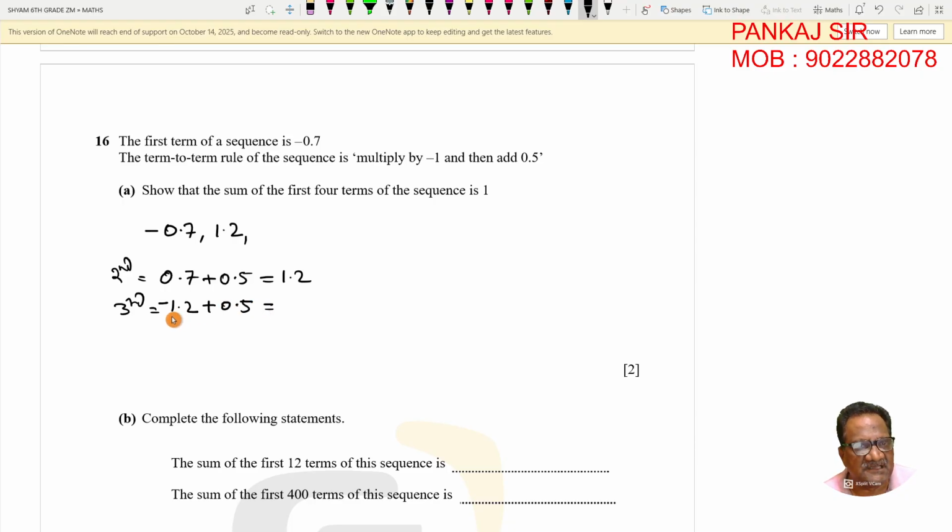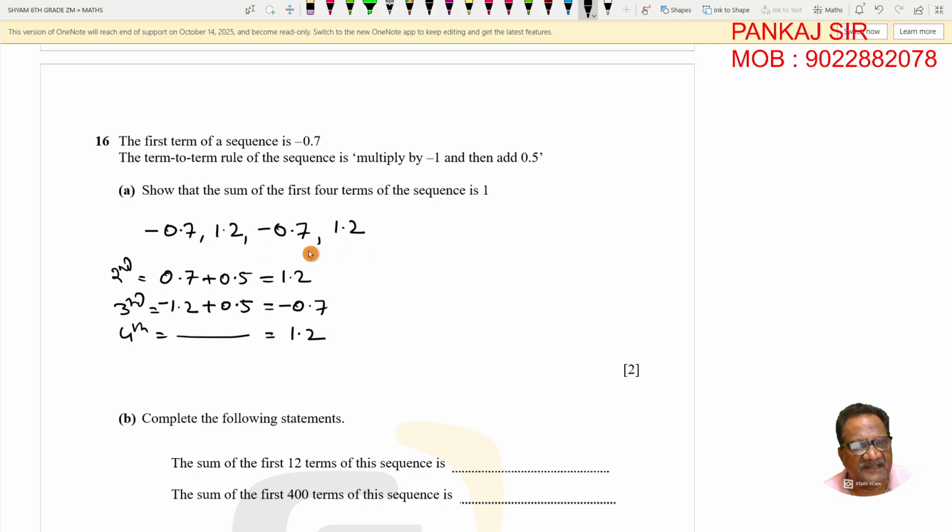Now when you do this, minus 1.2 plus 0.5 works out to minus 0.7. So my third term is minus 0.7. Getting me? Now the fourth term will be found in the same way. The third term is minus 0.7, minus of that will be 0.7. To that, when I add 0.5, it will be 1.2. So the fourth term by this rule is also 1.2.